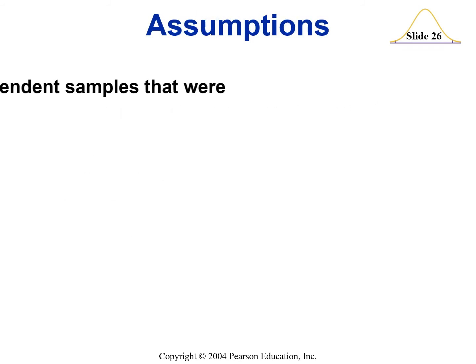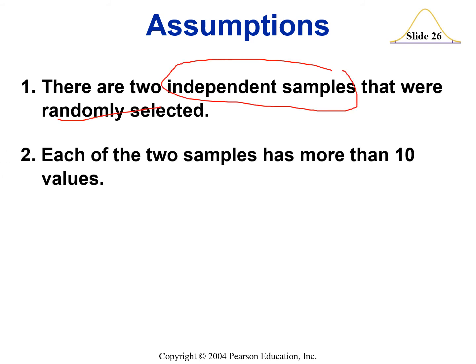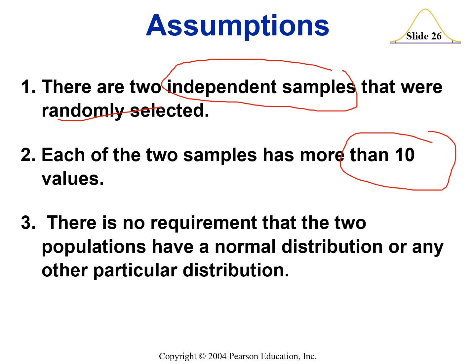The assumptions: there are two independent samples randomly selected. Each of the two samples has more than 10 values. This is the second assumption: for each sample, the values should be more than 10. And the third one, there is no requirement that the two populations have a normal distribution or any other particular distribution. Anyhow, the third assumption is general, or constant in all non-parametric tests. No normal distribution required.